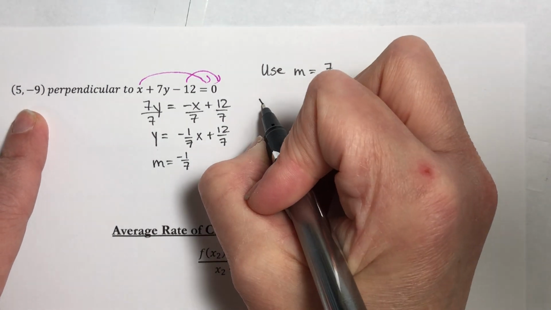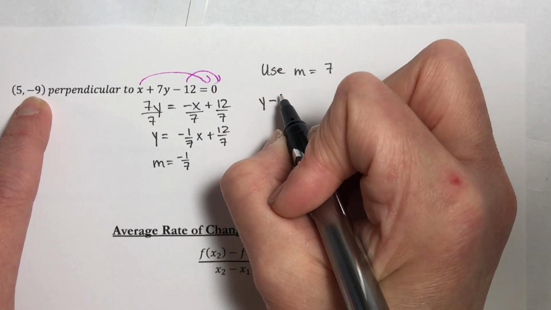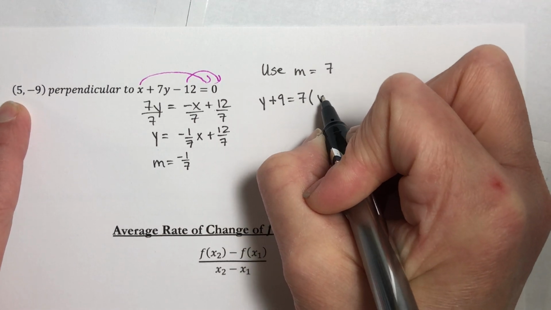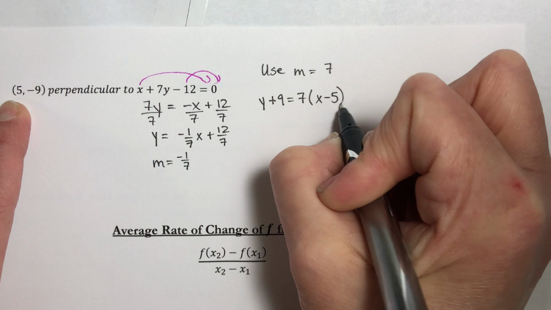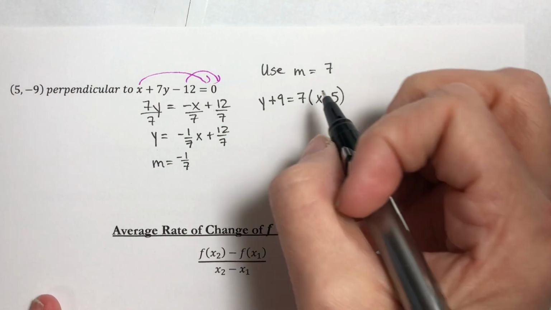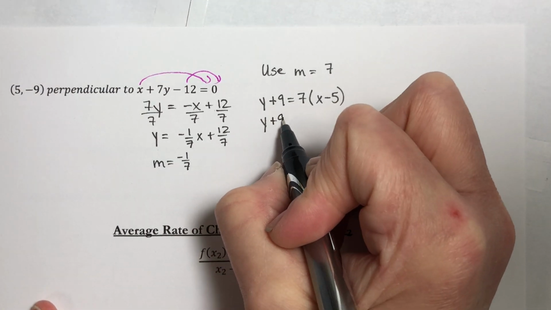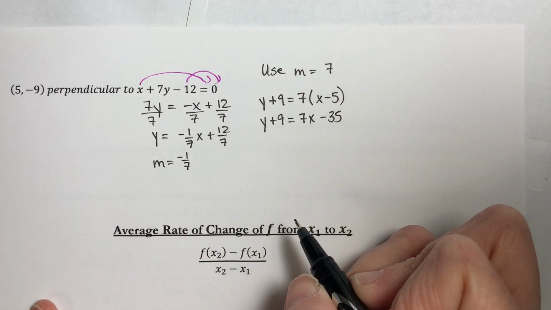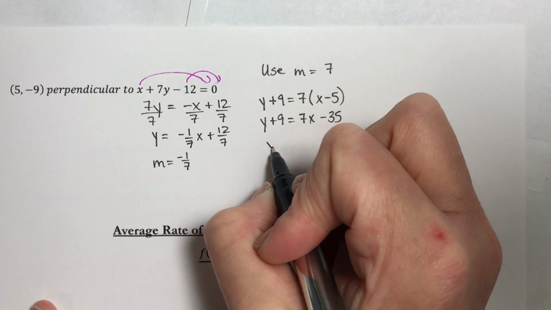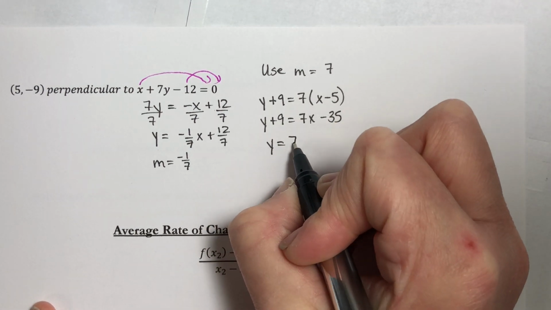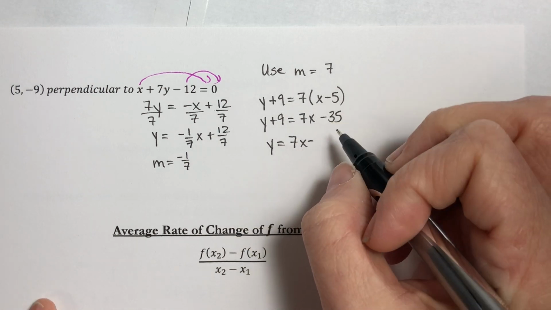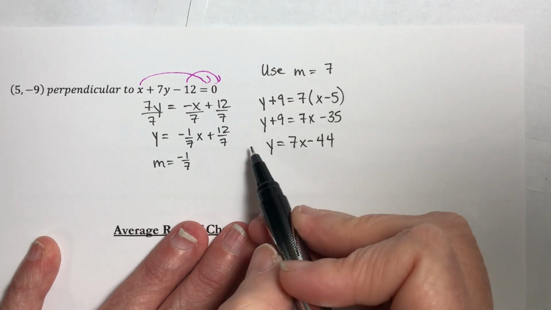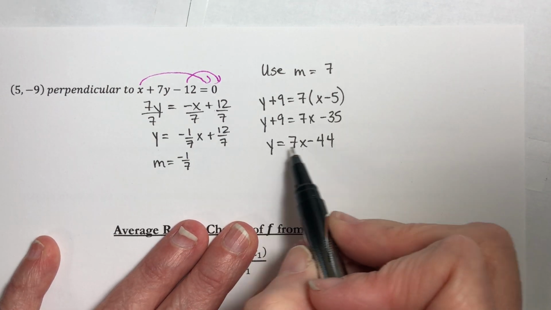Okay. Now y minus y1, so y plus 9, is equal to our slope times x minus our x1, which is a 5. Distribute the 7. Have 7x minus 35. Now subtract 9. Y is 7x minus 44. So this is our answer in slope-intercept form.